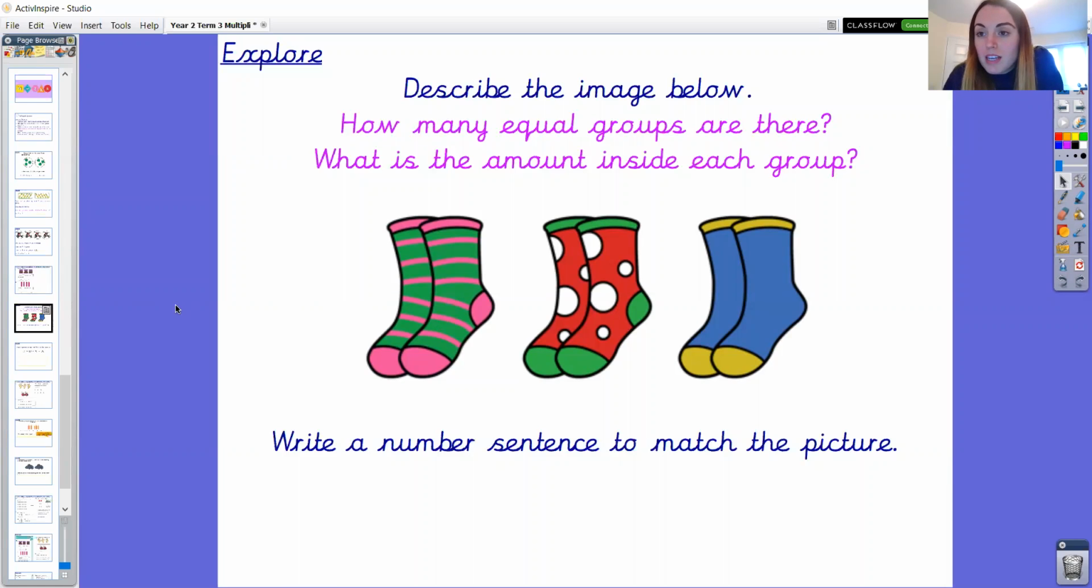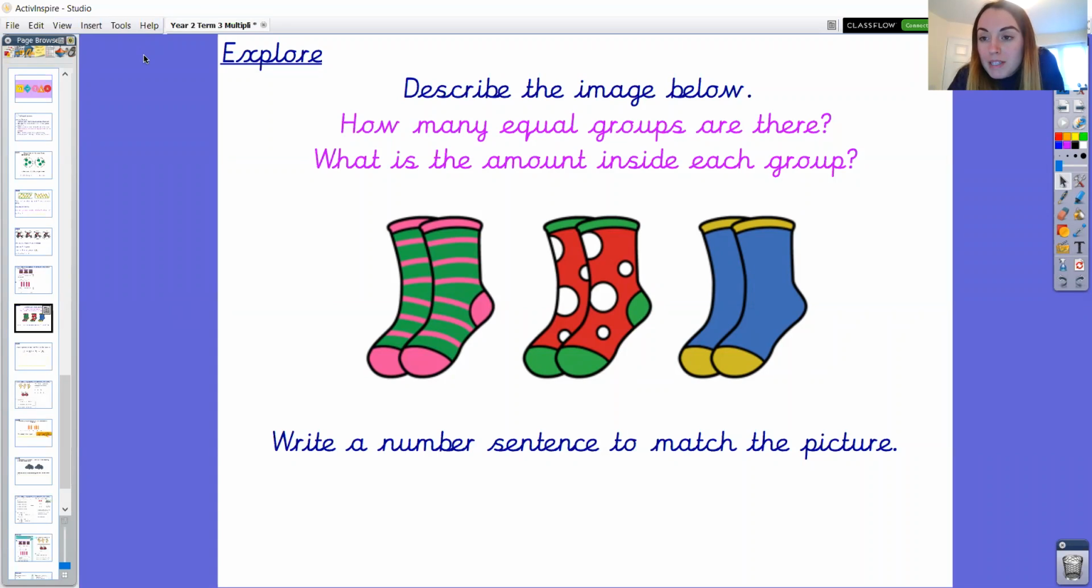So on your screen, you should be able to see another picture. Please, can you describe what you can see in the picture using the STEM sentences that we've been practicing together? I'm going to ask you some questions to prompt your thinking. How many equal groups are there? What is the amount inside each group? Please pause the video here and have a conversation about it. Brilliant, well done. Okay, so we can see that there are 3 equal groups with 2 socks in each group.